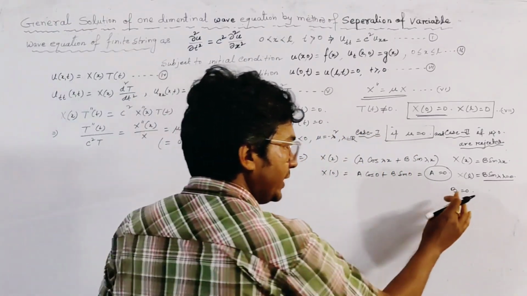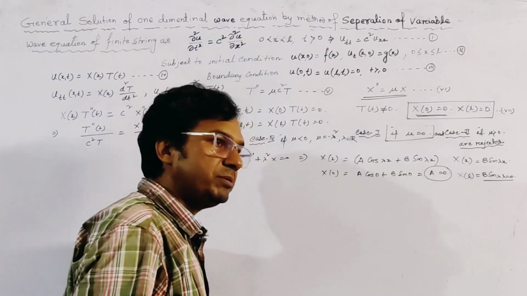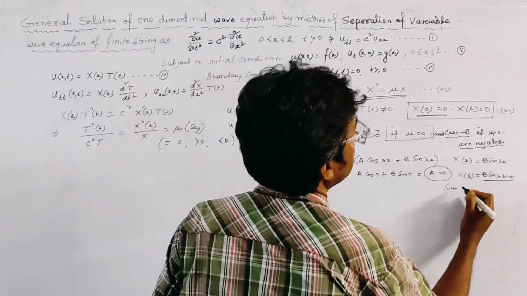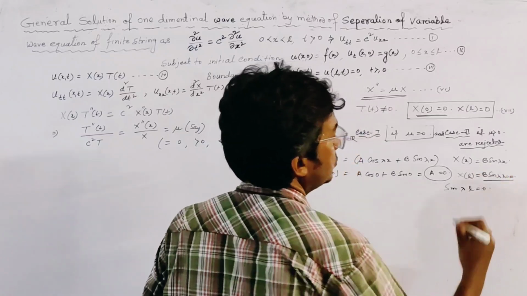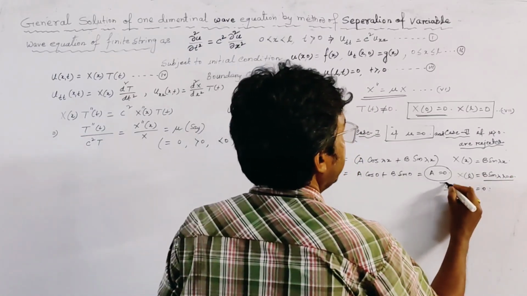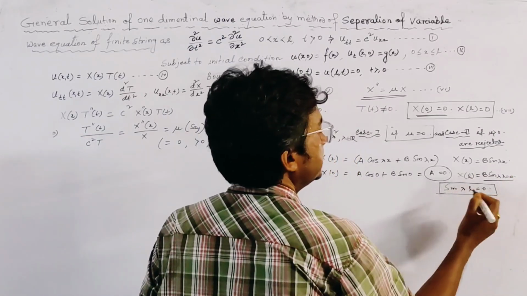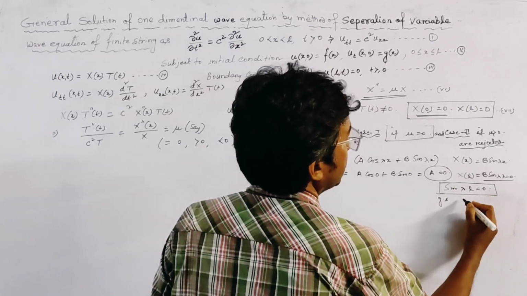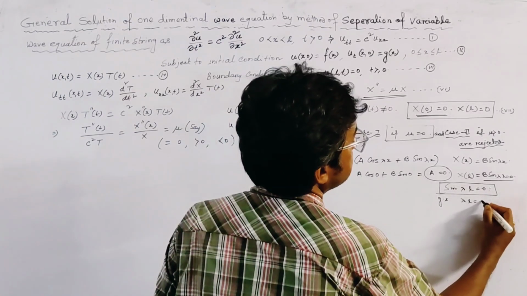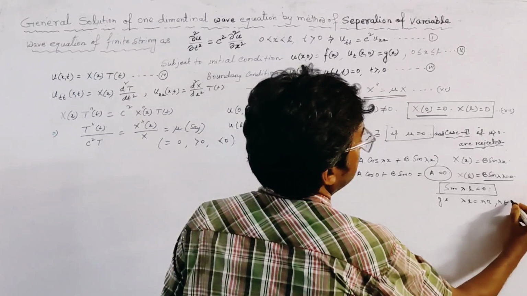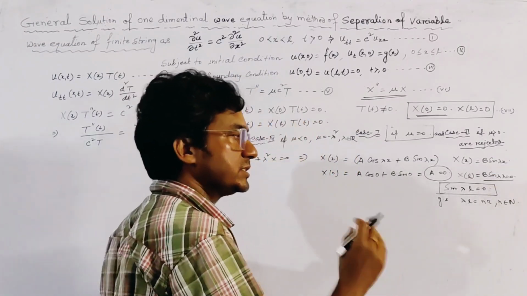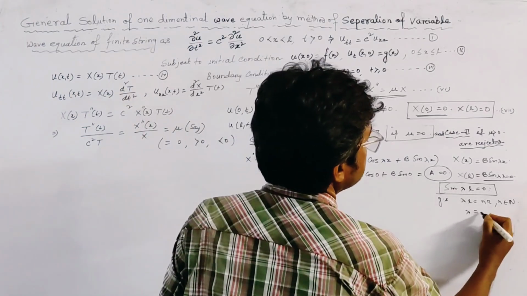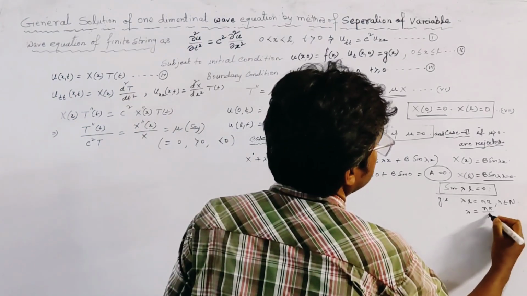Okay, to avoid the trivial solution, we get sin(lambda L) equal to 0. The general solution of sin(lambda L) equal to 0 is given by lambda L equal to n pi, where n belongs to capital N, the set of natural numbers. Okay, so lambda equals n pi by L here.